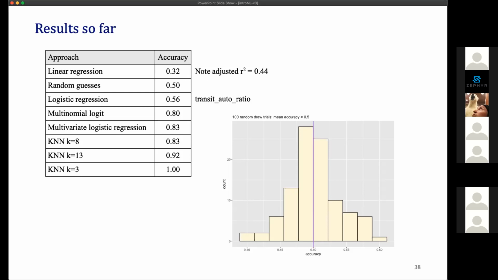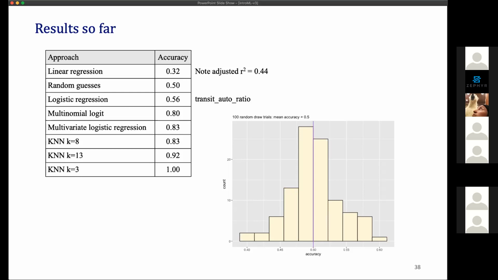My logistic regression on one variable, the transit auto ratio, is 0.56. The multinomial logit, 0.8, very respectable. That model I have not shown you. That's a regular logit model, just fitted to this data using a logit. And it outperforms everything else so far, which is curious until you realize that the one above it only has one variable. When you look at the multivariate logistic regression, the 0.83, it ought to be very similar to the logit model because the underlying math is so similar. Finally, the last 3 rows you see there are the k nearest neighbor analyses, which meet or beat anything else that we've used so far. I'll stop here and ask if there are any questions.